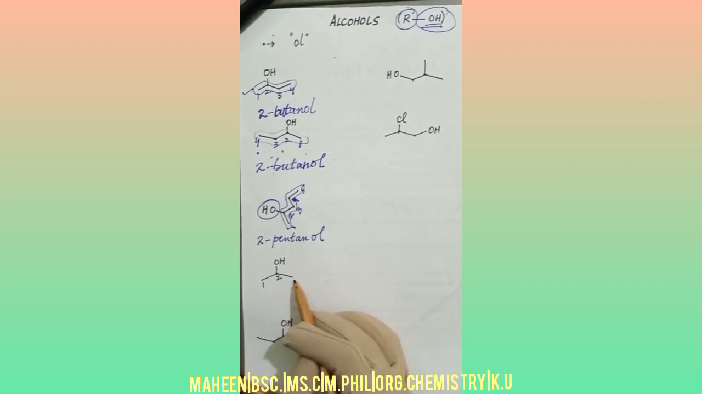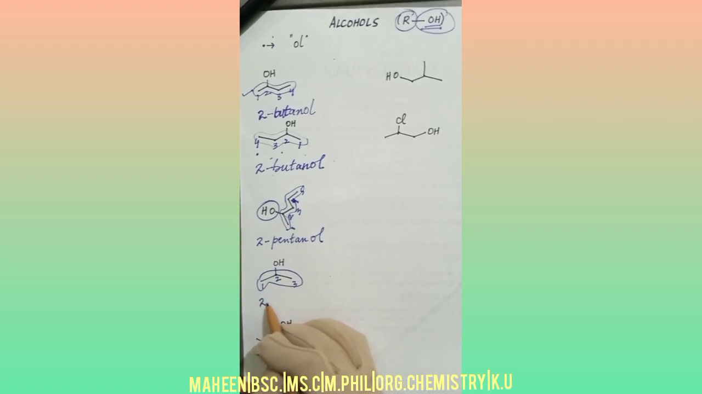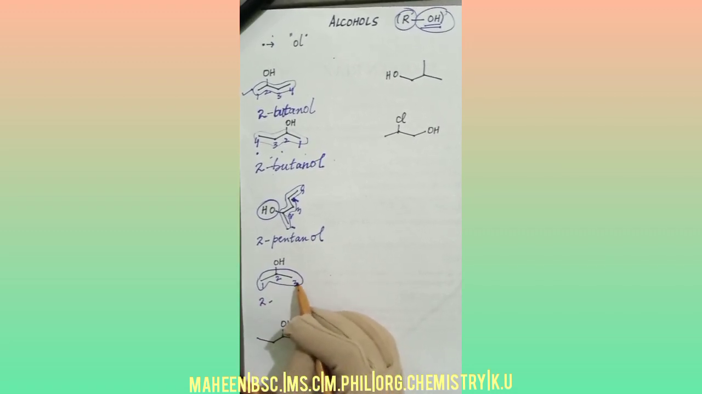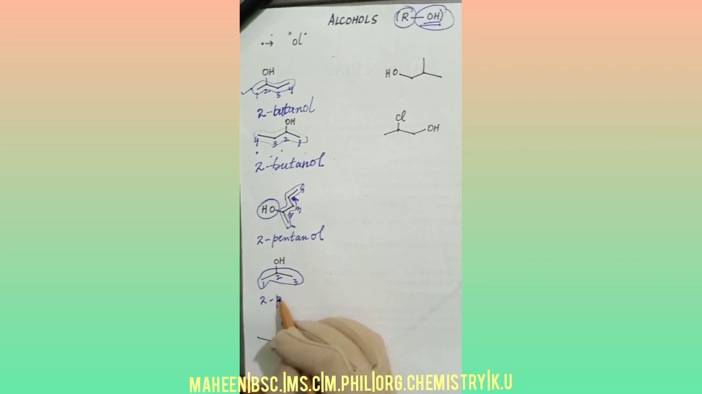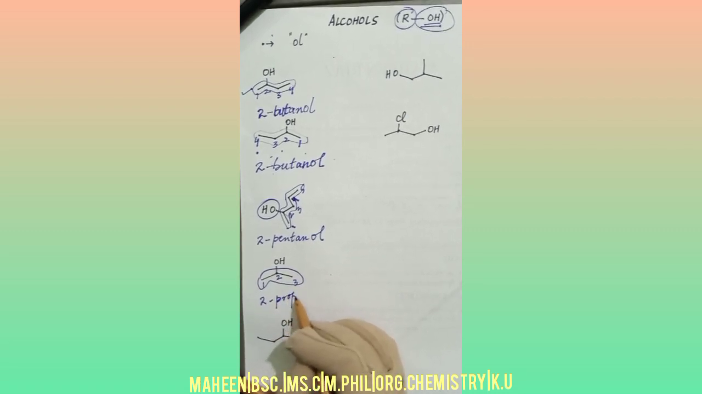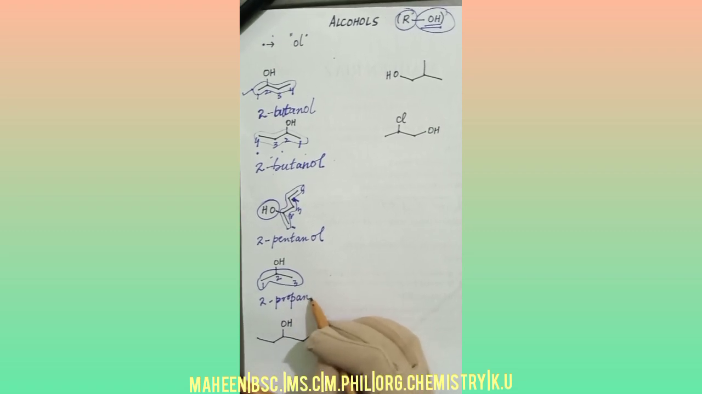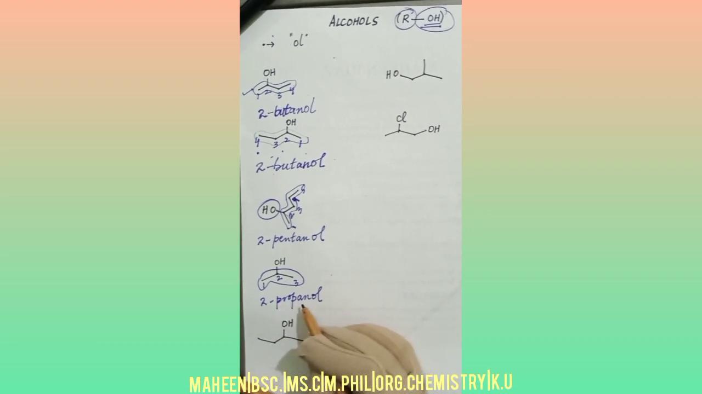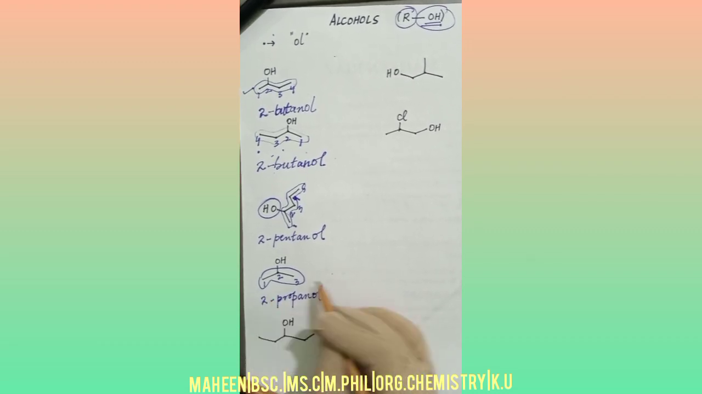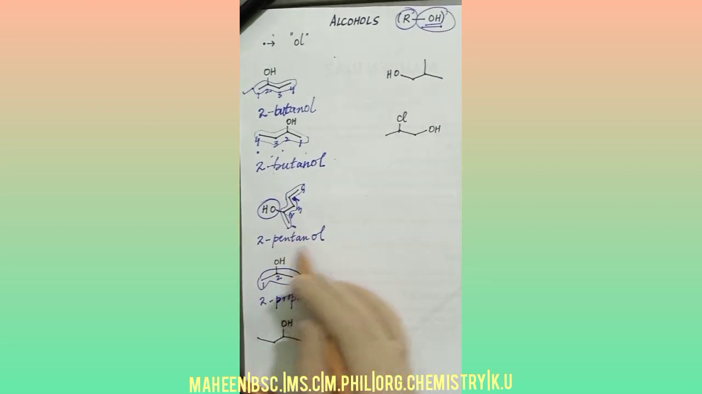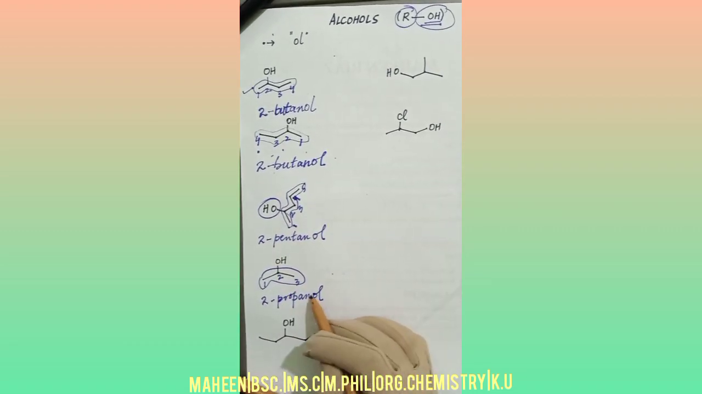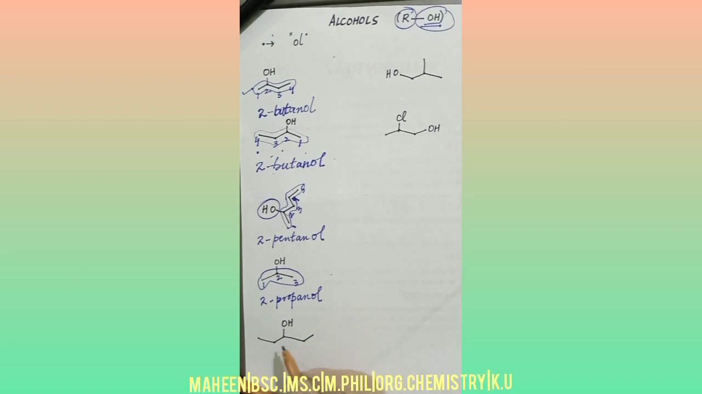1, 2 and 3. The longest chain is this. Ol is present at the second position, so 2, and 3 carbons in chemistry is basically propane. You can see that we write the whole name for the longest chain, like butane, pentane, propane, and just the "e" is excluded, and "ol" basically replaces the "e" in the case of alcohol naming.